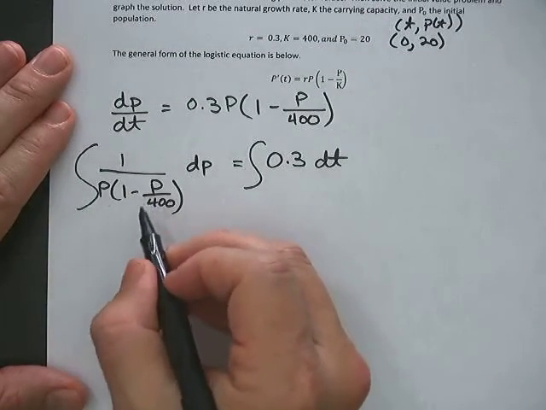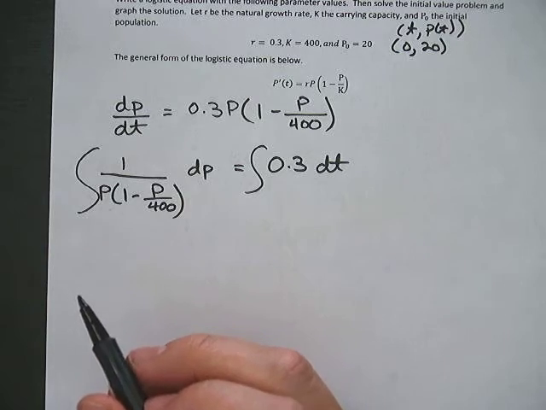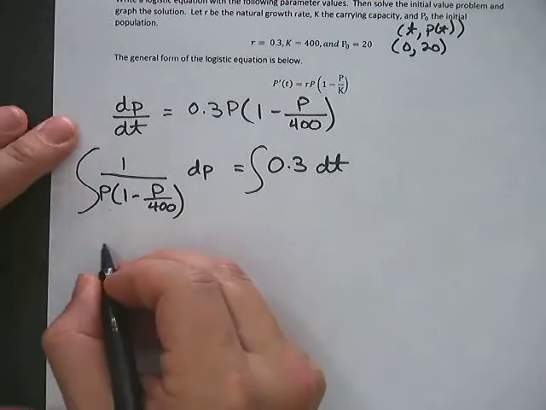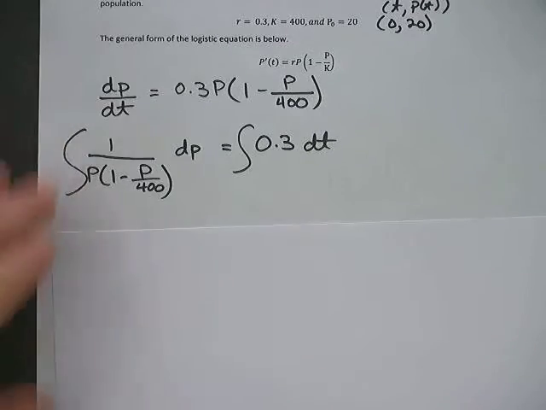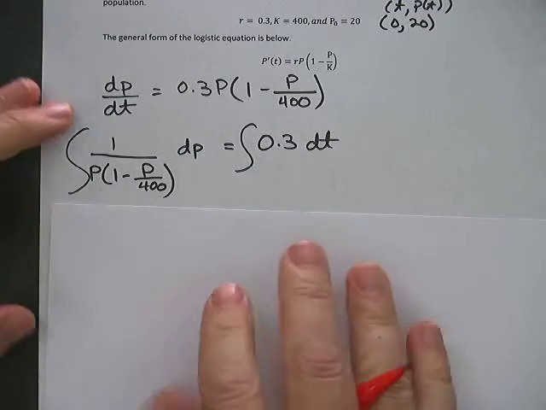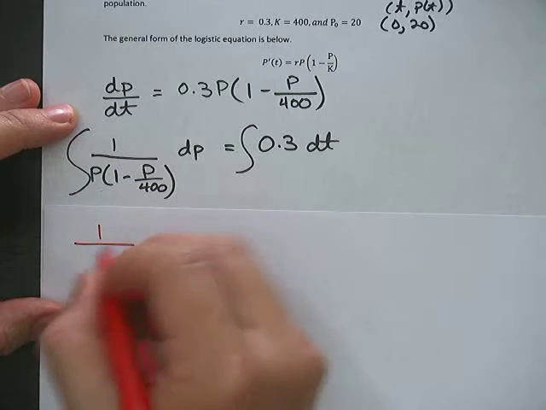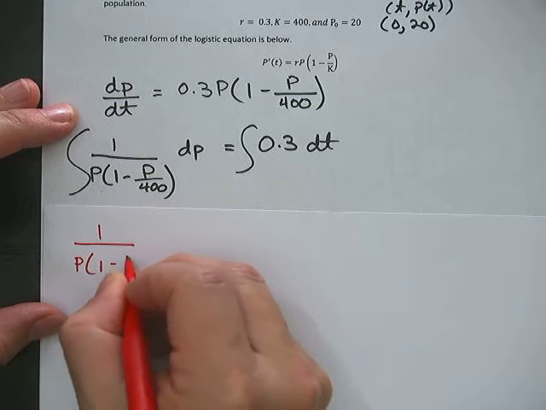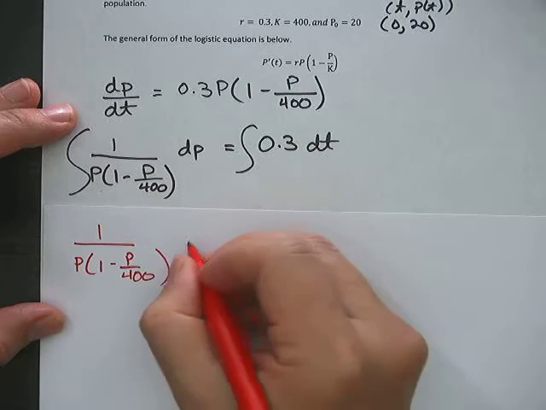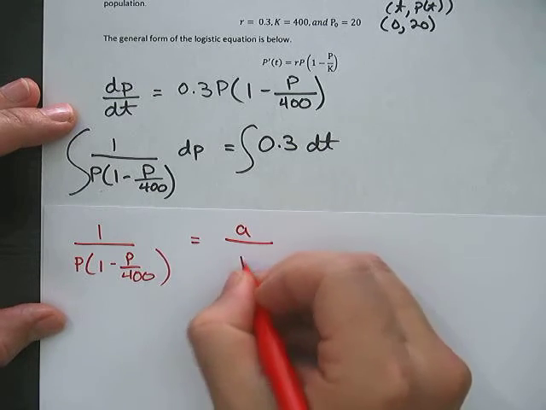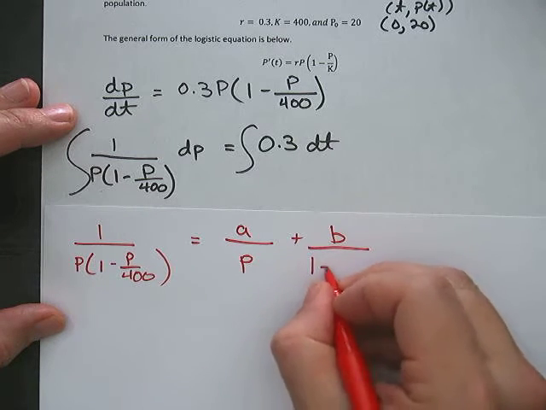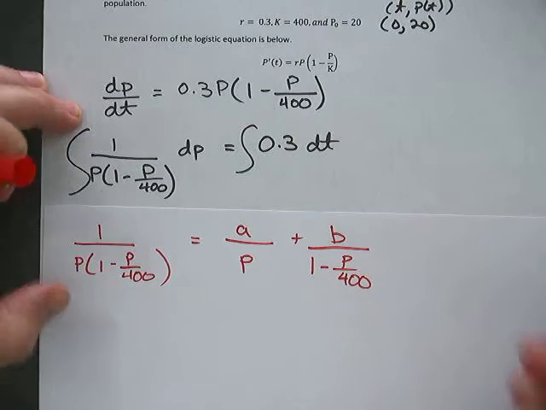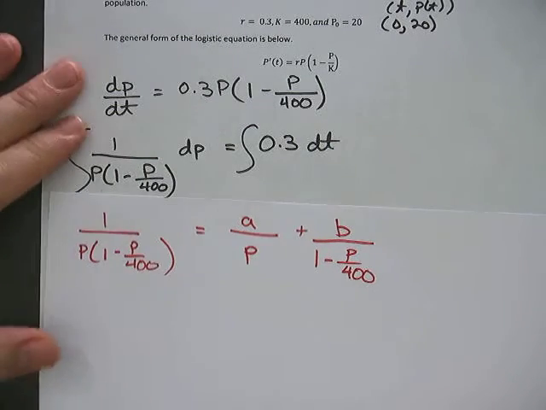What I'm going to do on this side is split it up using partial fraction decomposition. Let me write this in a different color. For this particular problem, I'll have 1 over P times 1 minus P over 400 set equal to A over P plus B over 1 minus P over 400. My job now is to figure out what A and B are.